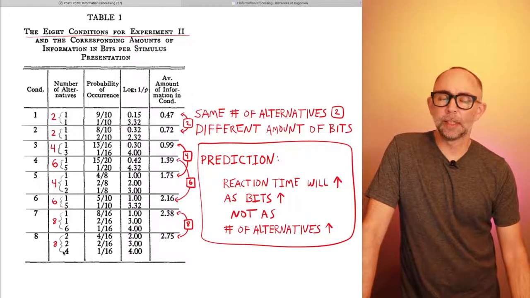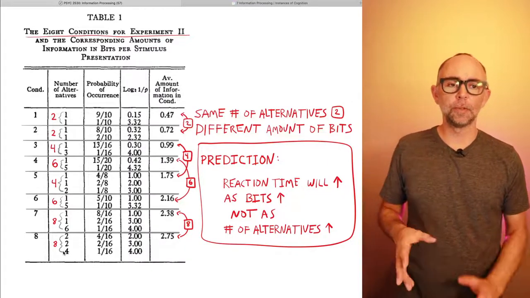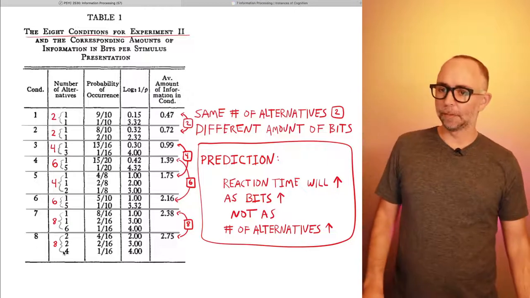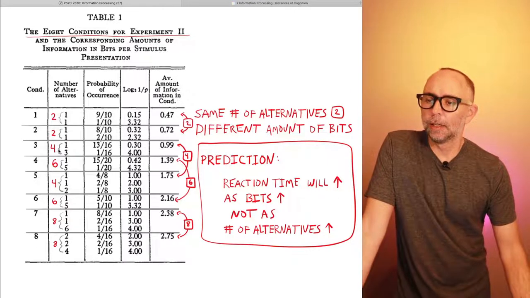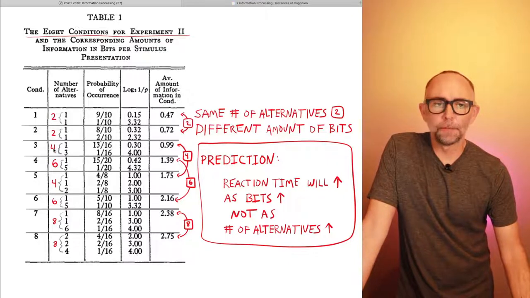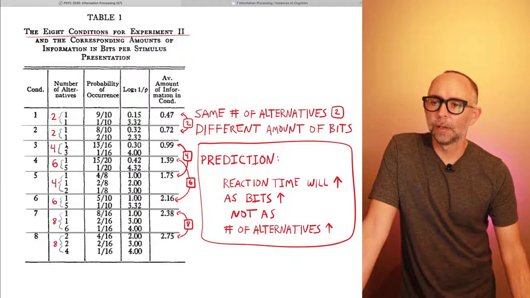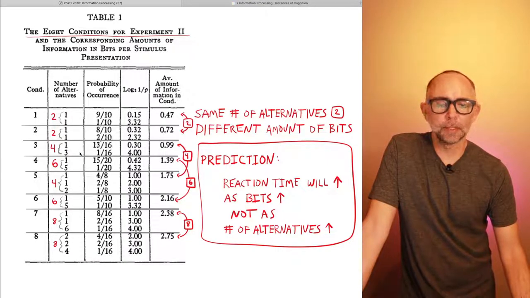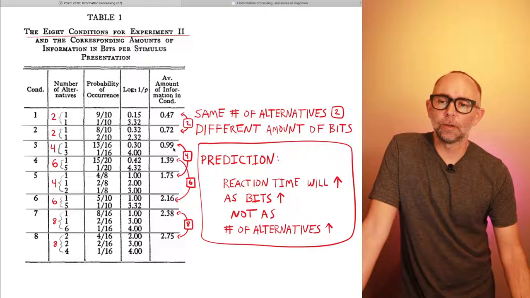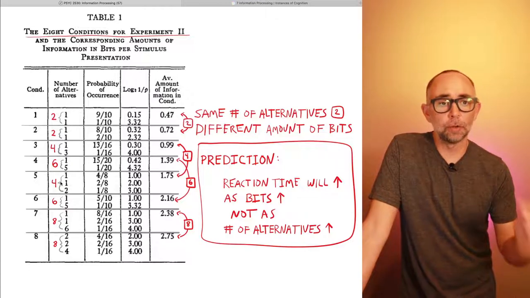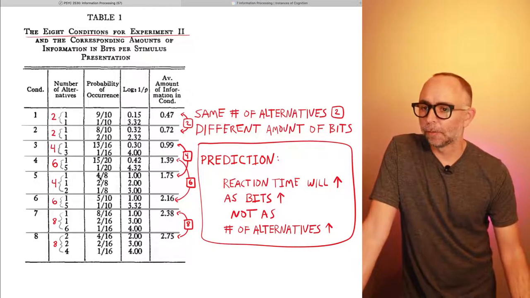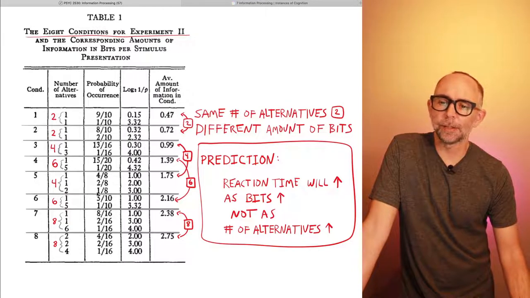And if we go down the table, we can see that Hyman set up conditions to do the same contrast for bigger sets of items. For example, right here, he created a set of items where there were 4 possible alternatives. The first alternative happened 13 out of 16 times, and the other 3 happened 1 out of 16 times each. The total amount of information was calculated as 0.99. And this was compared to another condition right here, where there were also 4 alternatives. But the first one happened 4 out of 8 times, the second one happened 2 out of 8 times, and the last 2 happened 1 out of 8 times. This is a more unpredictable situation, increasing the amount of information.